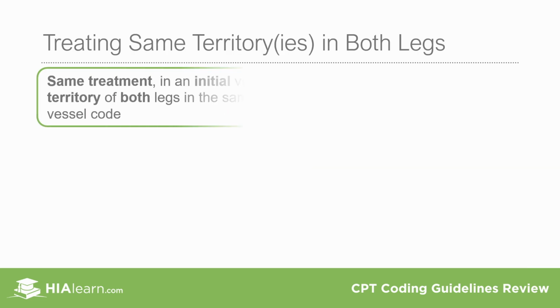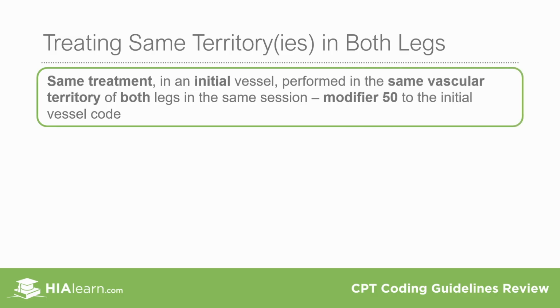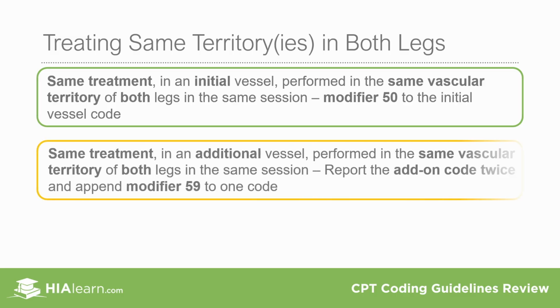When the same treatment of an initial vessel is performed in the same vascular territory of both legs in the same session, append modifier 50 to the initial vessel code to indicate a bilateral procedure. If the same treatment of an additional vessel is performed in the same vascular territory of both legs in the same session, report the add-on code for treatment of an additional vessel twice, and append modifier 59 to one code to indicate different legs were treated.